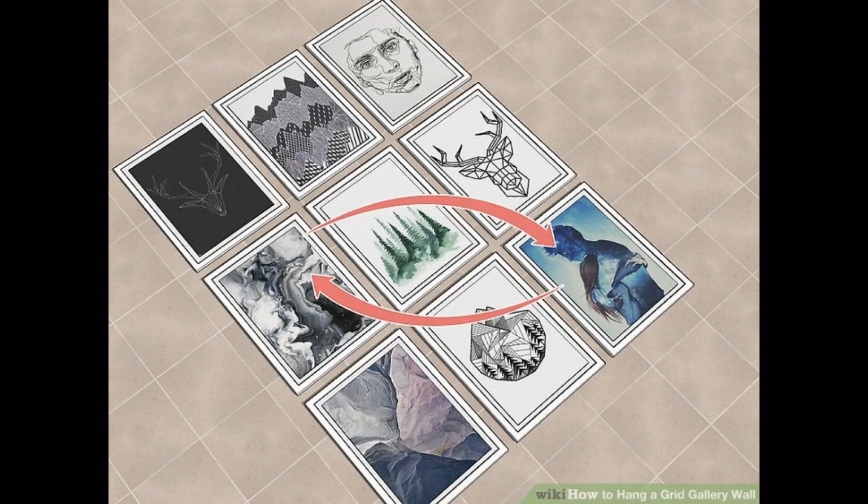If you're hanging various family photos and you're making a row or vertical column, place the most meaningful photos near the center of the grid.